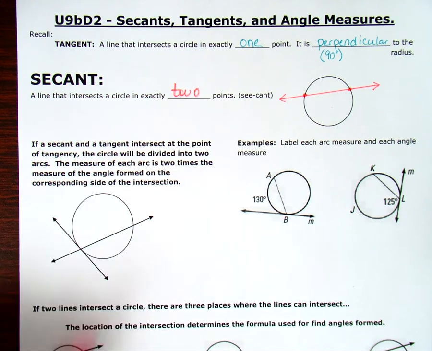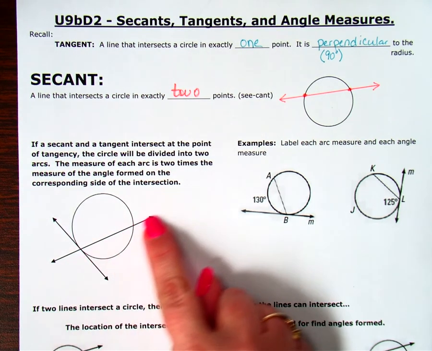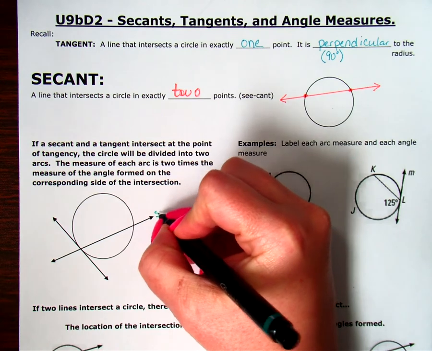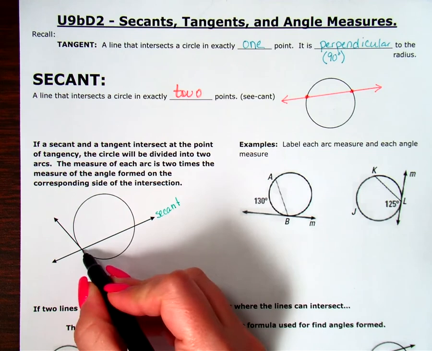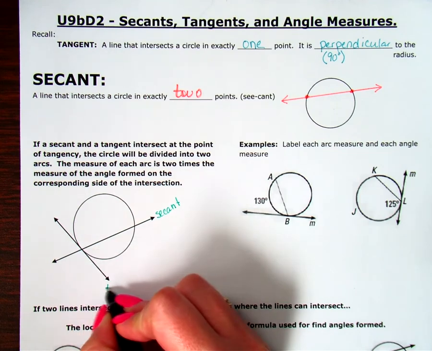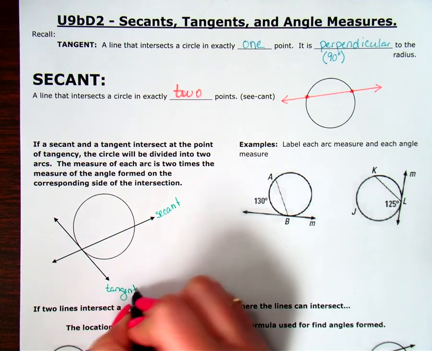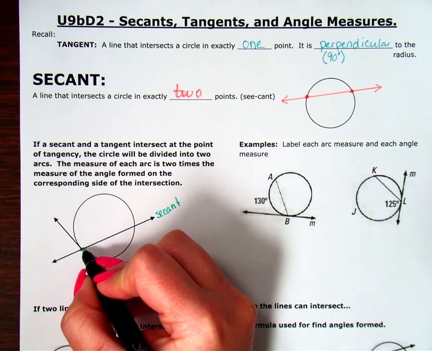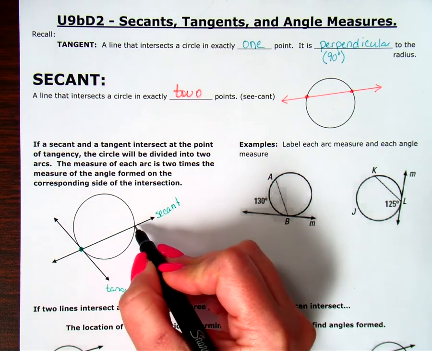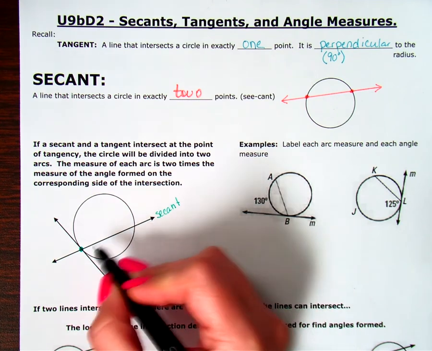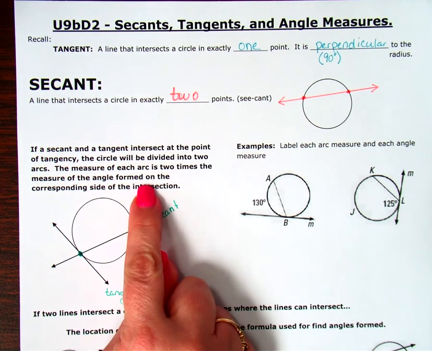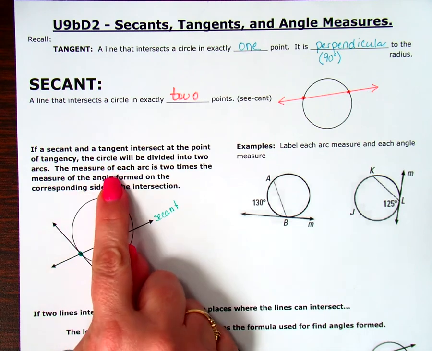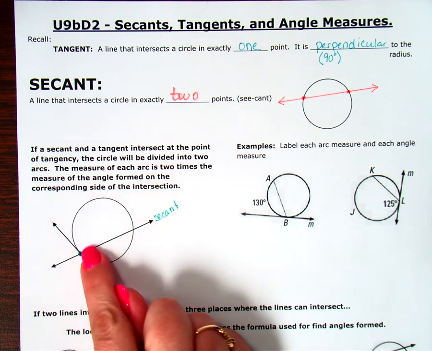We have a secant and a tangent. So if I look here, I can see I have a secant here. This is my secant. And then I have a tangent that's only touching the circle in one spot. They are intersecting at the point of tangency. So I know my secant's going to have two intersections on the circle, but where it intersects the tangent has to be at the point of tangency. Then my circle is divided into two arcs.